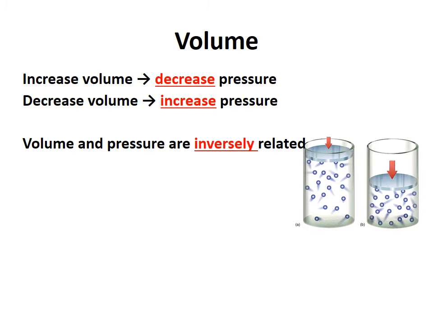So here we see that volume and pressure are inversely related. That is, if you increase one, the other decreases, and if you decrease one, the other increases. If you cut the volume in half, you're going to double the pressure. Let's say we started with this volume here, and this is half of that volume. Then we expect the pressure in container B to be twice that of the pressure in container A.